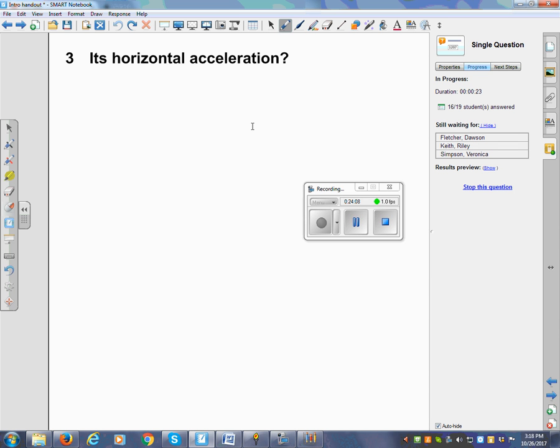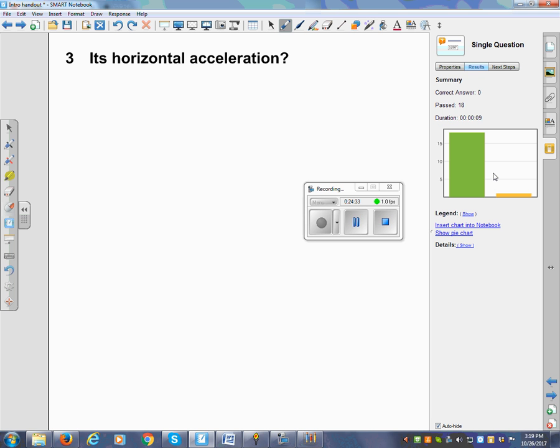Horizontal acceleration. Use those new clickers. Hey, come on, it's not rocket science. Oh, I guess it is. Every semester I use it. Honest. I got it. 0, yes.